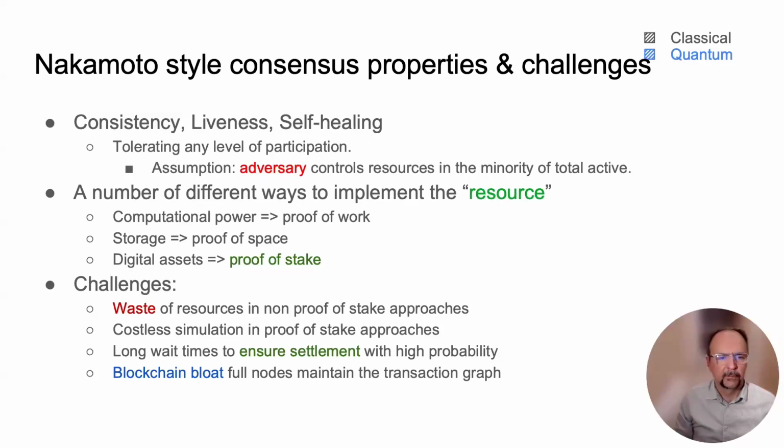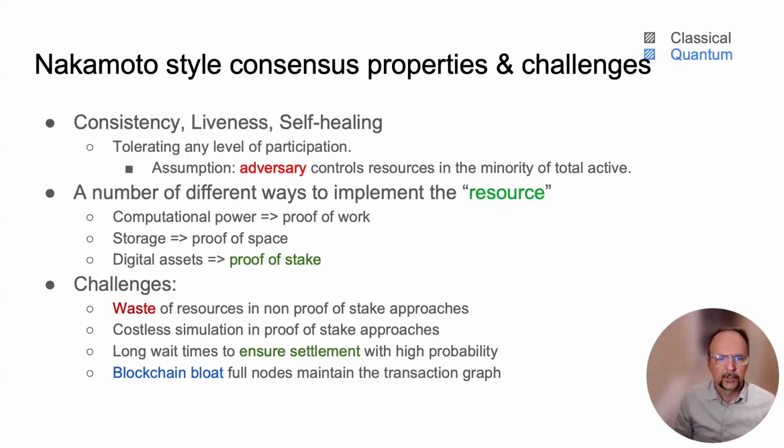Finally, a third property, which is very interesting in these protocols, is the so-called self-healing property, where consistency and liveness hold if you have the right conditions in terms of the resources of the participants that follow the protocol. In particular, the adversary controls resources that are in the minority of total active resources. But if you have a violation of that rule, the protocol has the ability to self-heal after a certain period of time, which is proportional to the degree of the violation.